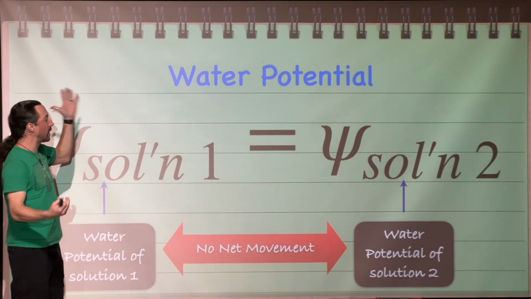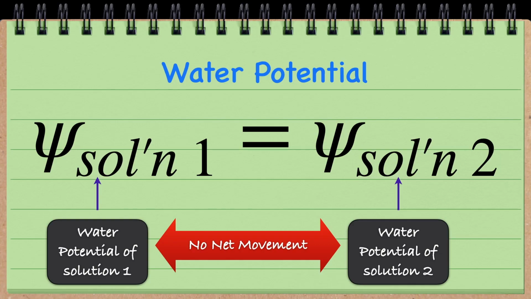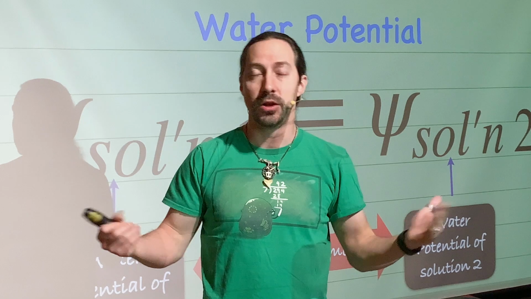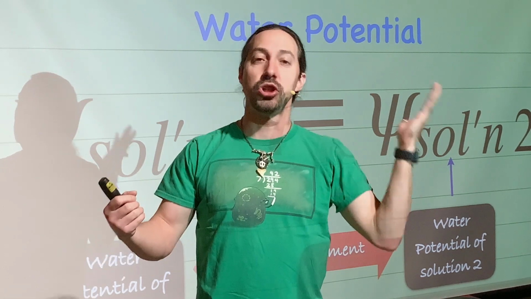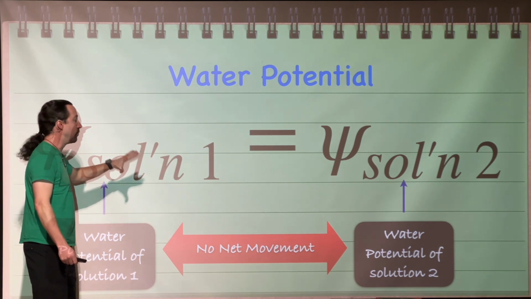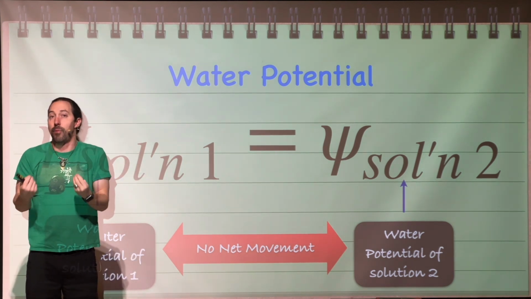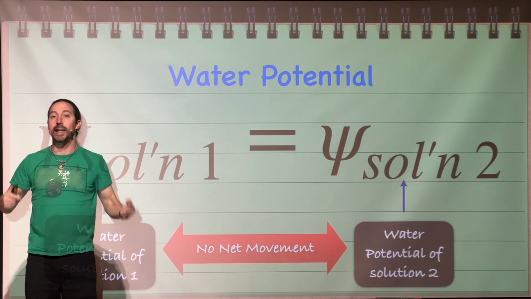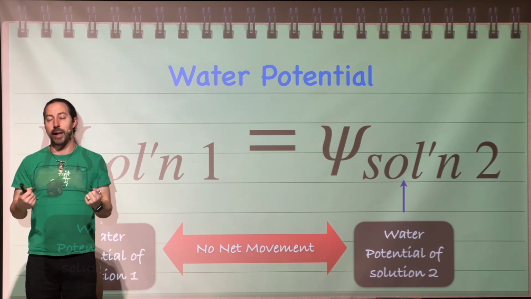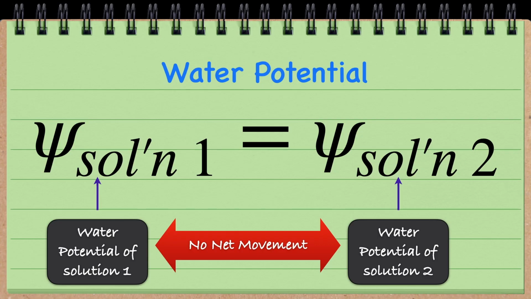So first off, what is water potential? Well, for water potential we use the Greek letter psi. If the water potential is equal on both sides, so solution 1 and solution 2 have equal water potentials, then we will end up with no net movement. Water will not move in either direction more than the other direction. It will move equal and opposite in that way. So this would be what we refer to as dynamic equilibrium.